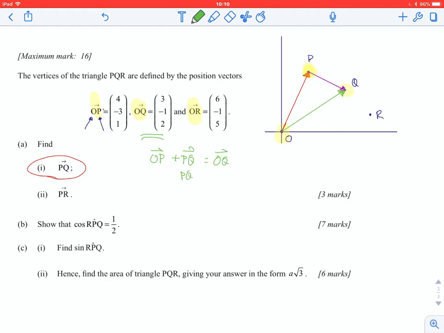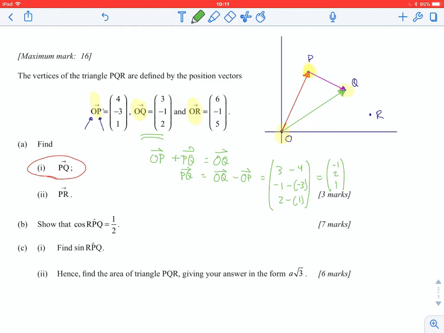So to find PQ then, we can just subtract vector OP from both sides, and we get that PQ is going to be vector OQ minus vector OP. And now we can just use the components of these vectors to actually find what that equals. So vector OQ, we have 3, -1, and 2. And from that, we're going to subtract vector OP. That is 3 minus 4, -1 minus -3, and 2 minus 1. And so if we do that, we end up with a vector -1, 2, and 1. So that is our answer for PQ.